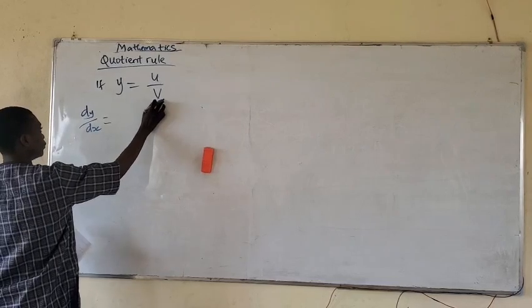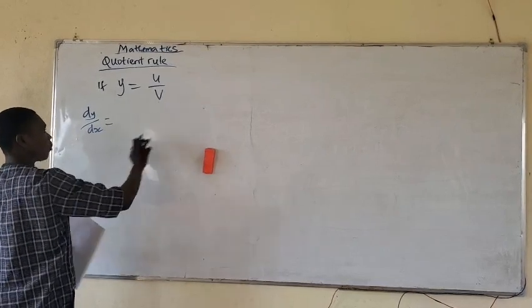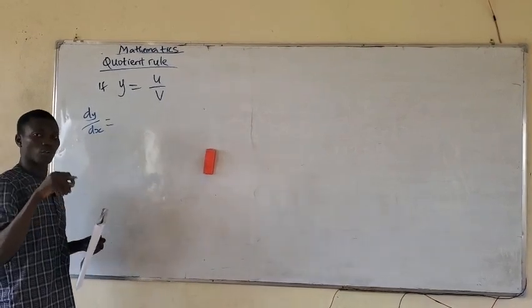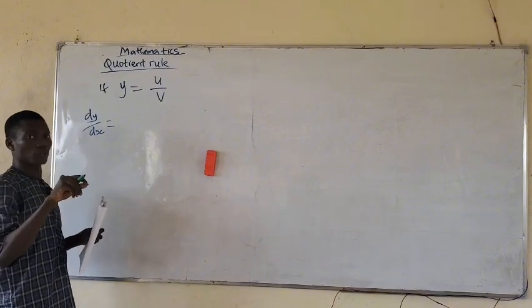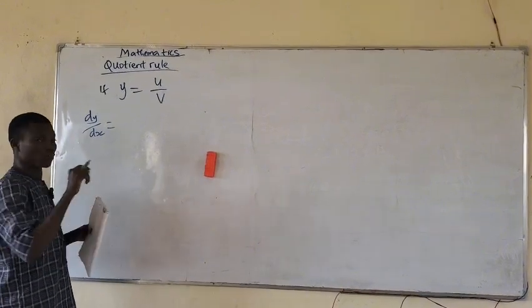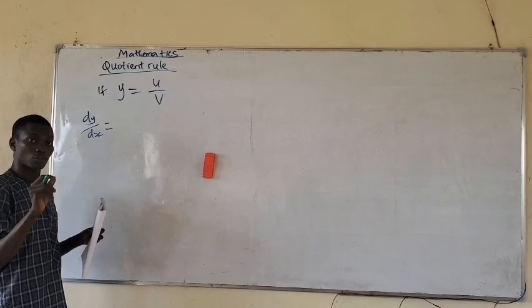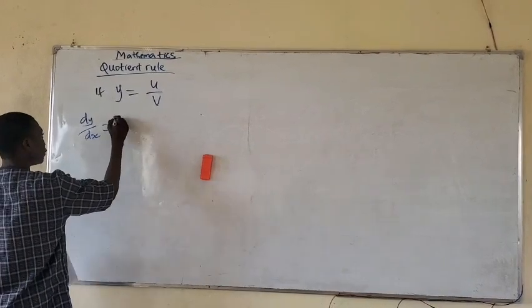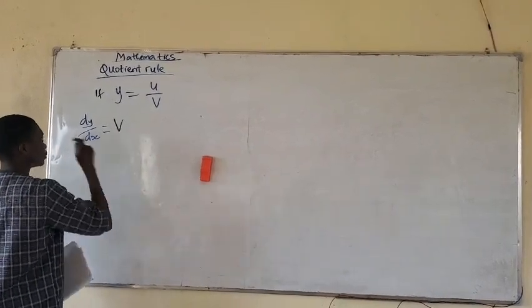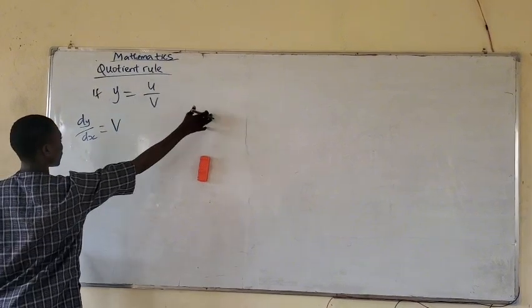you start from v first, v. But whenever you are making use of the product rule, you start from u. You understand? Whenever you are making use of the quotient rule, start from v. Whenever you make use of the product rule, start from u. So we say v, keep v constant. You will now differentiate this u with respect to x.